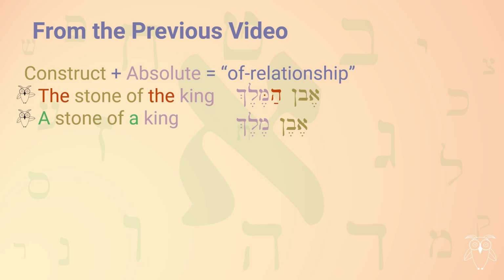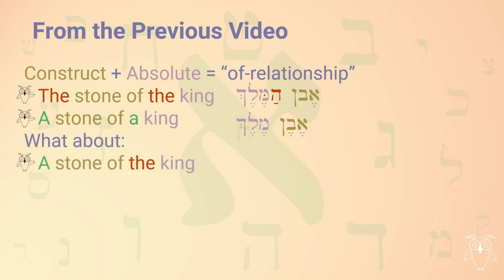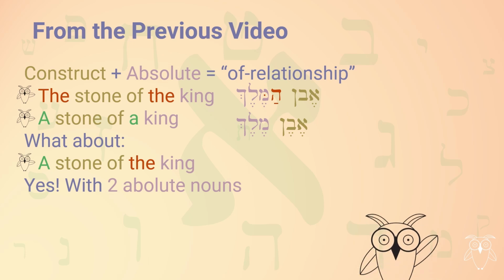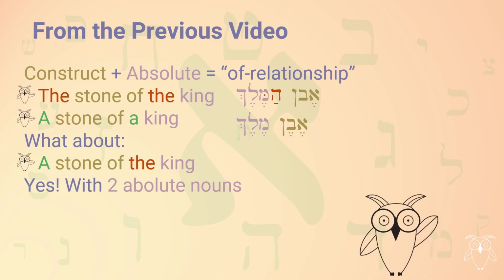But is there a way to say "a stone of the king"? Well, thankfully there is, and it involves two absolute nouns next to each other. Wait, hold on, didn't I just do a whole video about two absolute nouns that, when placed back to back, they form a noun clause rather than an "of" relationship? Why, yes, but there's a little trick you can do.